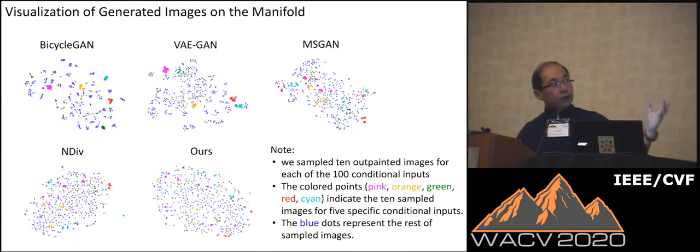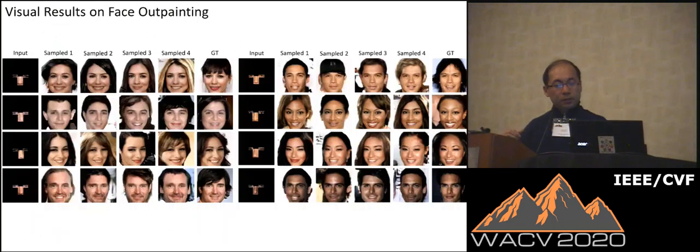Here's a view through a t-SNE map, which gives you a better indication of what's happening. Again, you can see BicycleGAN and VAE-GAN tend to have these clumps of results, very collapsed on top of each other, whereas our solution tends to be fairly diverse and spread out in the image space. Here are more examples.